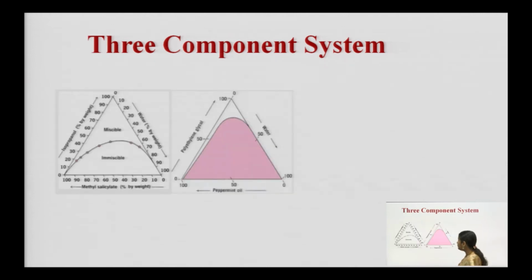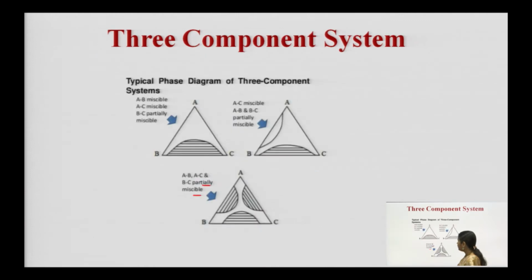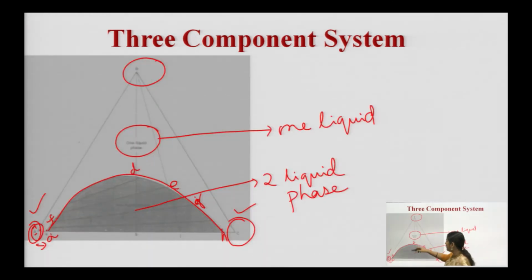And the example which we studied is also a system where A and C are immiscible with each other, whereas A and B are miscible, B and C are miscible.